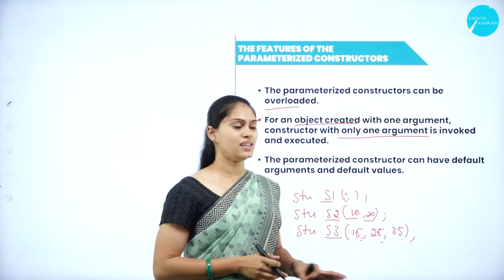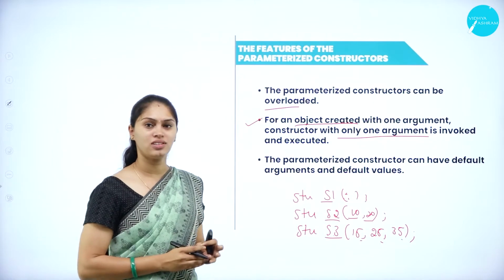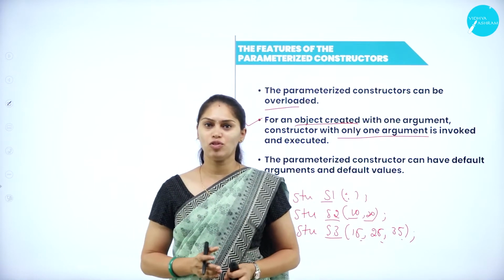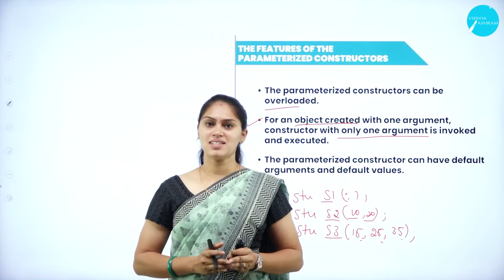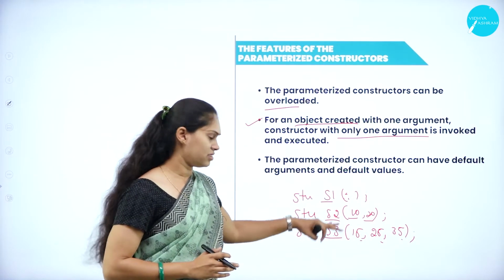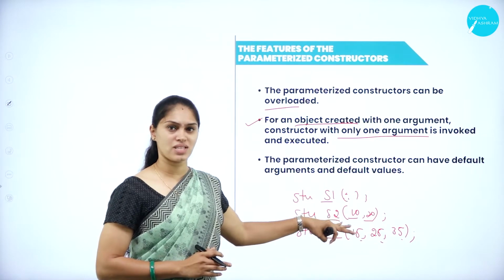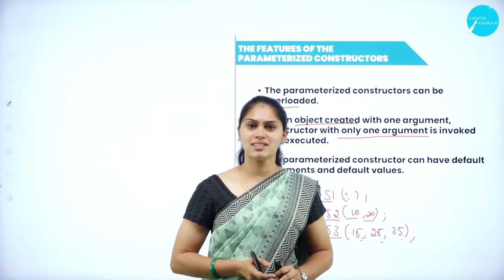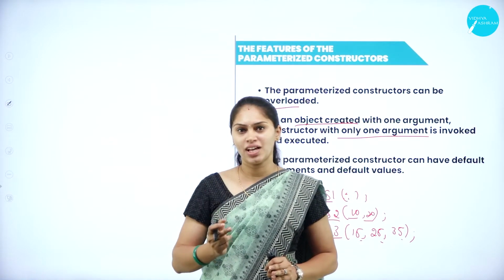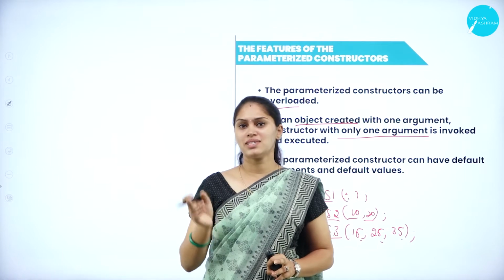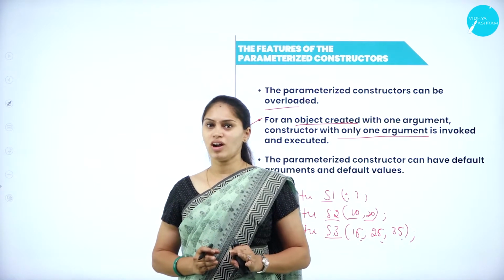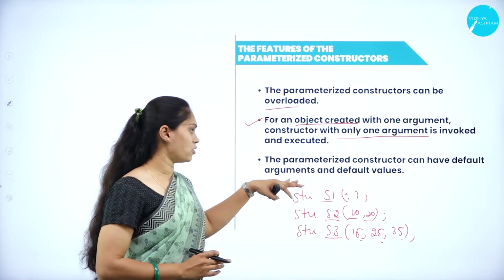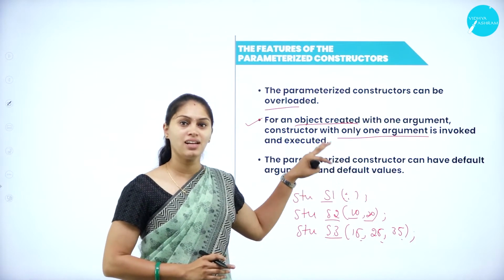Okay. So these are the features related to the parameterized constructor. And one more point, we can have a default value for the parameterized constructor. For example, here I have 3 objects, S1, S2 and S3. With the help of this parameterized constructor, I can initialize all the objects with the same set of values. That is, it can also have default values or a default set of arguments for a particular object.